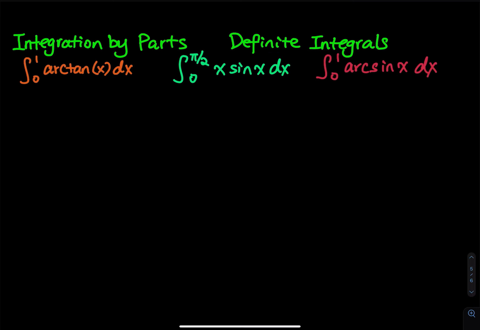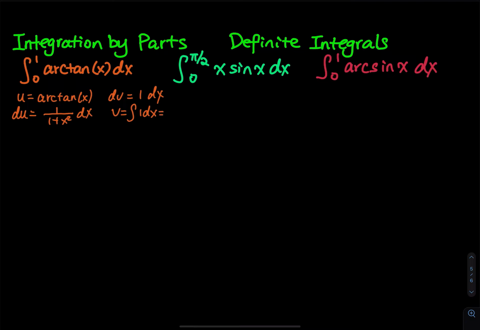So the first step is you are going to let u equal arctangent x. The derivative of that, du, is 1 over 1 plus x squared dx. And then for dv, you pick the entire rest, so you only have a 1 times dx, and then the integral of that, v, is the integral of 1 dx, which equals x, right? And then for the integration by parts, you have uv minus the integral of v du.